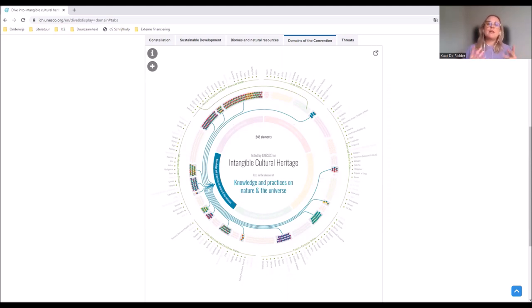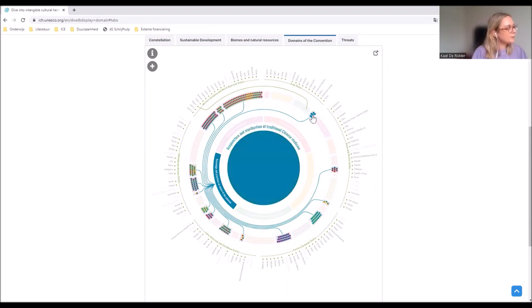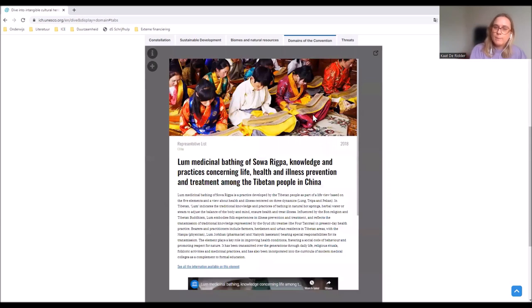Of course, these practices strongly influence the values and the beliefs of a community and its identity and vice versa. This domain is under threat from globalization. Traditional healing systems are, for example, increasingly replaced by pharmaceutical mass production. There's clearing of land, there's the impact of climate change that may result in the disappearance of sacred forest or the need of a community to find alternative sources for their practices. A good example of a practice in this domain is the case of the Lum medicinal bathing in Sowarigpa, which concerns a practice of health and illness prevention and treatment among Tibetan people in China.